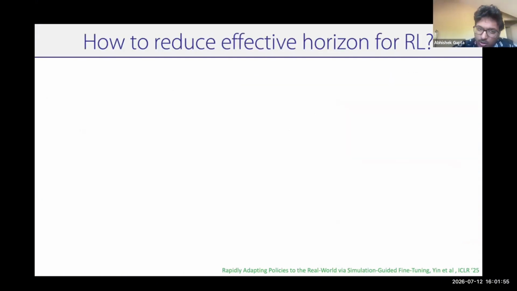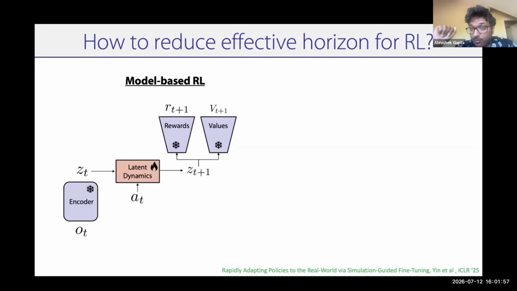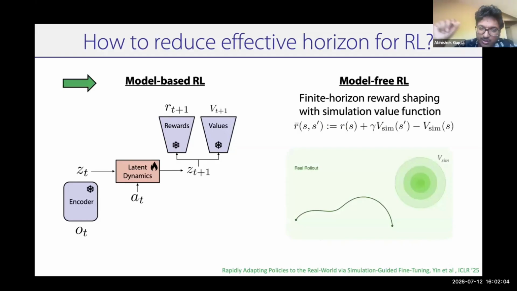Okay, so the question we're going to ask is how do we reduce the effective horizon for RL in the real world based on simulation pre-training? There's a bunch of different ways to do it, but we're specifically going to focus on a model-based RL way of doing it.